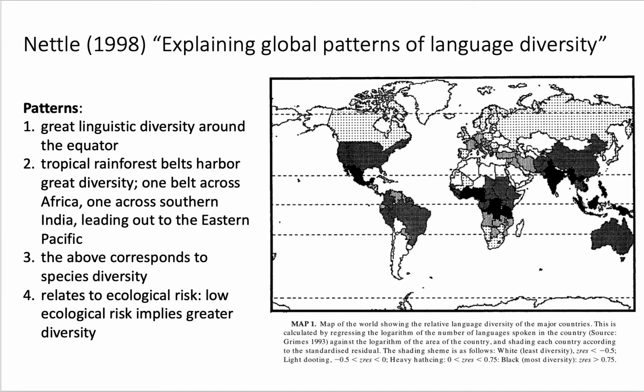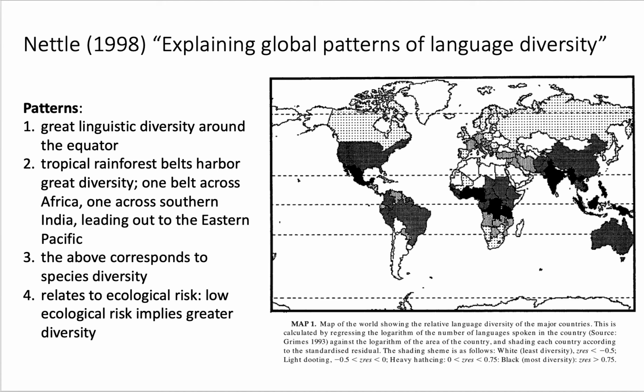And ultimately, in this paper, he makes the point that we can explain these global patterns in terms of ecological risk. So what he says is that there is a strong positive relationship between low ecological risk, which basically implies the ability of communities to grow food all year round or to gather food all year round, and the number of languages spoken in a country. So the idea here is that especially the rainforest environment harbors many species and many different linguistic communities, because communities can stand on their own two feet, right? They don't have to interact with other communities. And this is a great precondition for linguistic diversity.